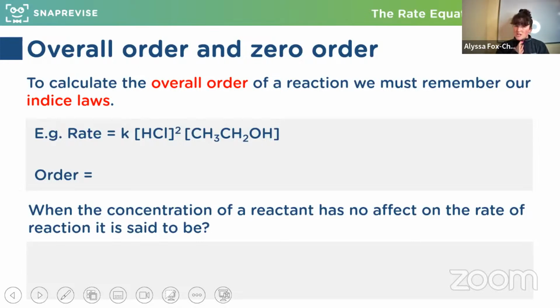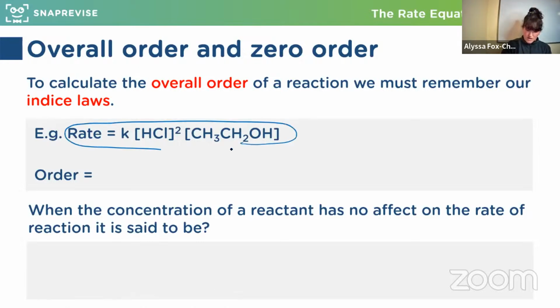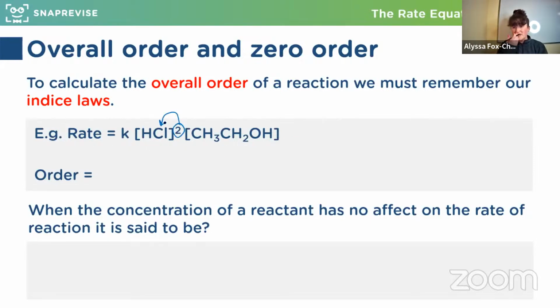Okay, so we also just need to be aware of an overall order. So if we look at this example rate equation, we can determine that the order of reaction with respect to HCl is 2, second order. Again, that means every time we do anything to the concentration of HCl, we have to square that thing to the rate. So if I were to double the concentration of HCl, it would double squared, so 4 times bigger. It would increase the rate by 4 times as much.